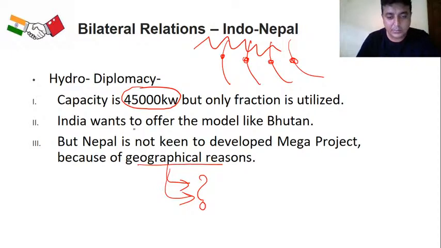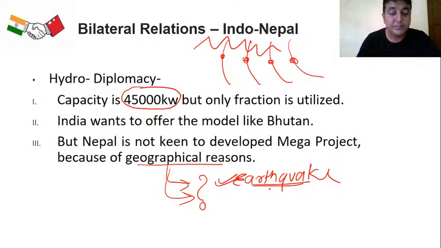No answer? Okay, I'm going to give you the answer. First, Nepal's Himalaya is prone to earthquakes, that is, seismic activities are there in the Himalaya. So building a mega dam is a dangerous thing for them. That is one of the reasons. Second, if dams are built there, then there will be a problem in the Terai area. The problem in the Terai area is that water scarcity may occur. This is the second problem.